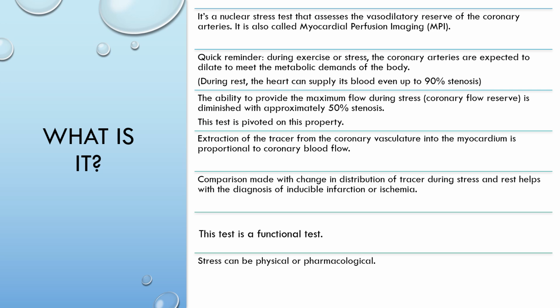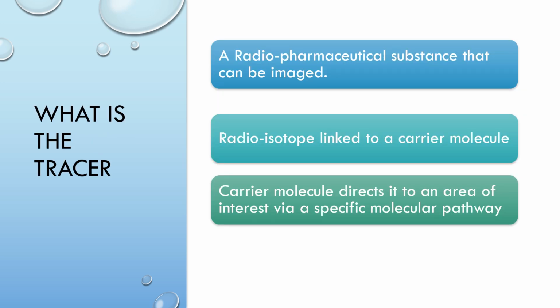Comparison is then made with changes in distribution of the tracer during stress and rest, and this helps with the diagnosis of infarction or ischemia that has been induced by the medical personnel. Reminder that this test again is a functional test, it's not an anatomical test, and the stressor can be physical or pharmacological. I'm sure that begs the next question.